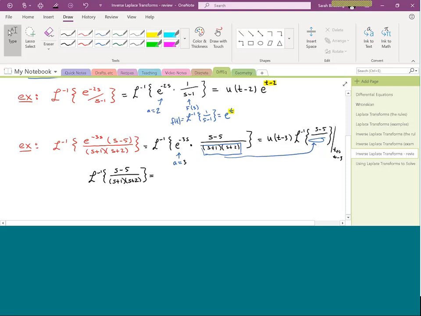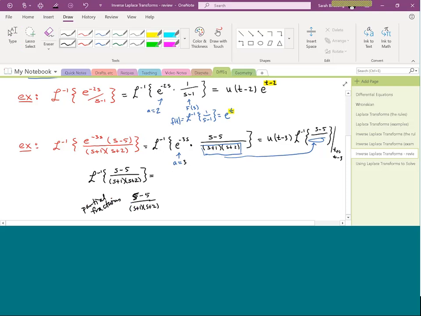Yep, we're totally going to use partial fractions. In terms of using partial fractions, that's just an algebra step. So let me title this partial fractions. We'd have s minus 5 over (s plus 1)(s plus 2).